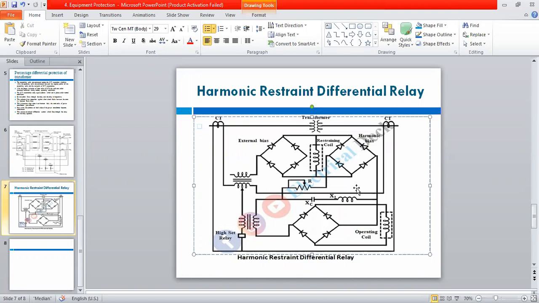But here what happens is, actually this restraining coil current is increased. Means that bar is held here for some time. So for this purpose we are using this high set relay. High set relay means what? For that particular time, your relay operation is held. Your relay operation is held there.